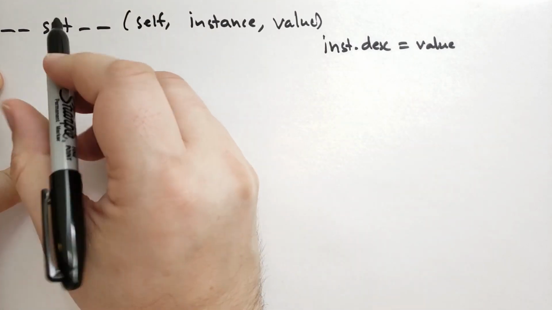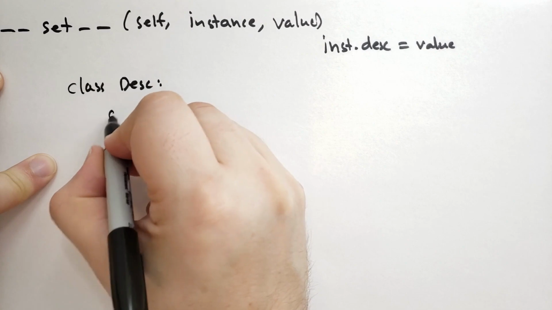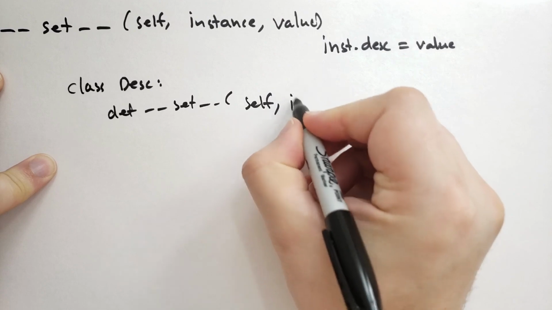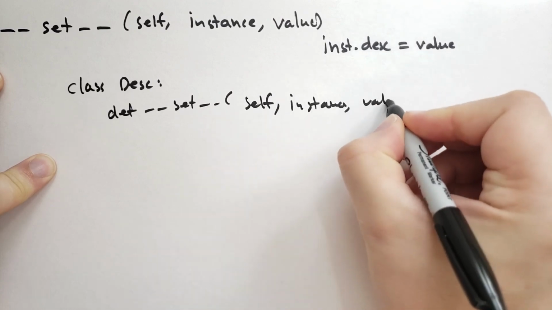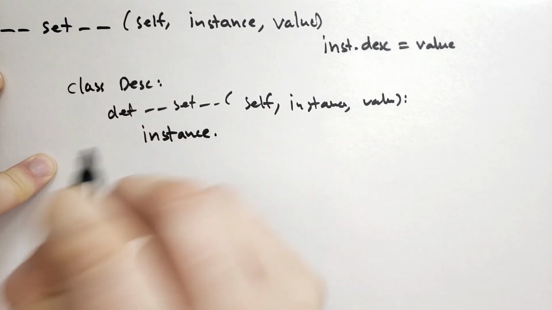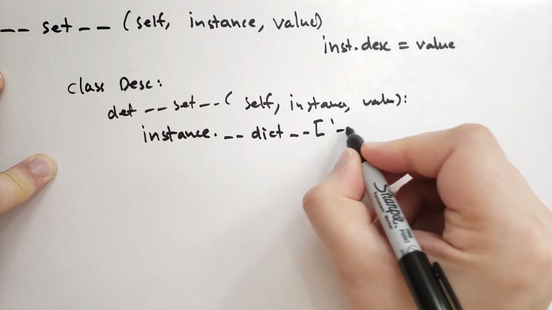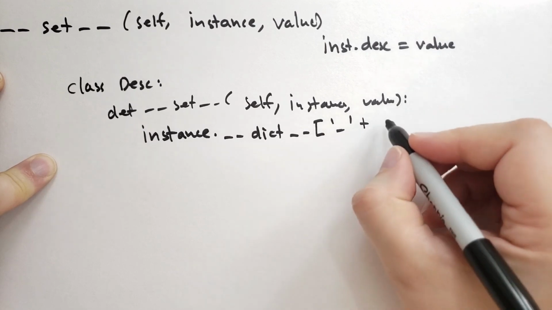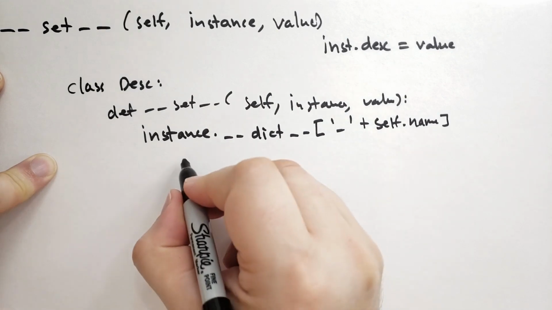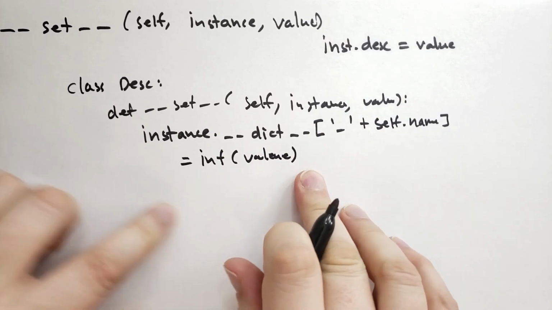So let me give you an example of what this might look like. So let's say we have some descriptor with the set method, and we're going to have self, instance, value. And what we'll do is we'll take the instance and we'll look inside of its dictionary, and we'll look up the attribute that starts with an underscore plus the name of this thing. Okay, and we're going to assign that, let's say, to an integer of that value. So we're going to force that value to be an integer.